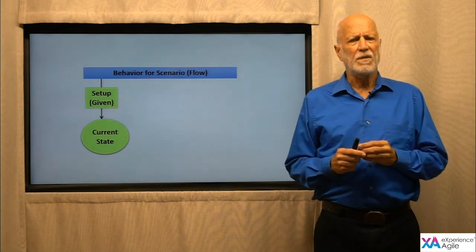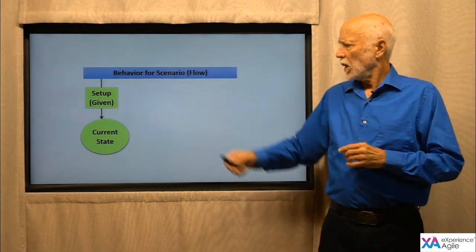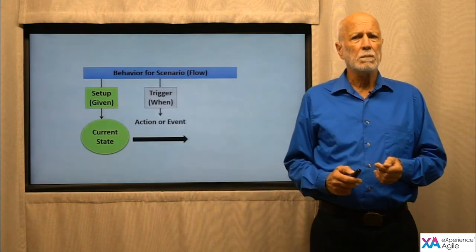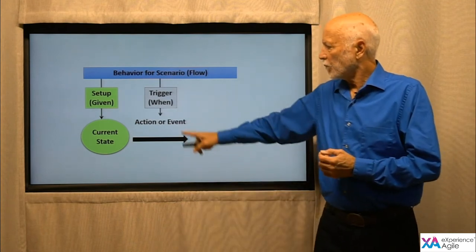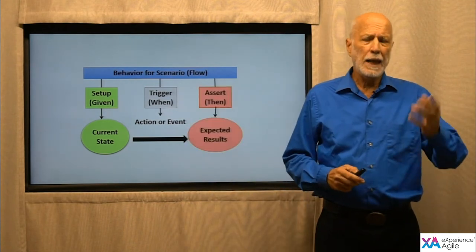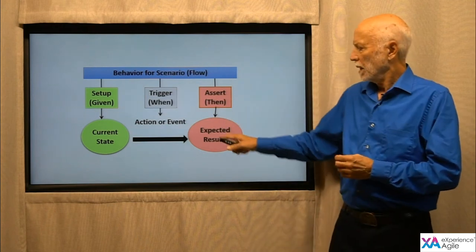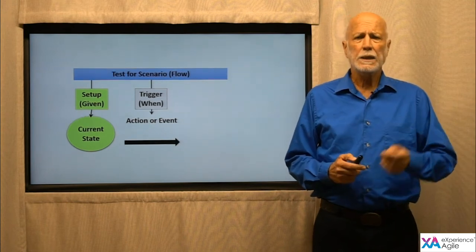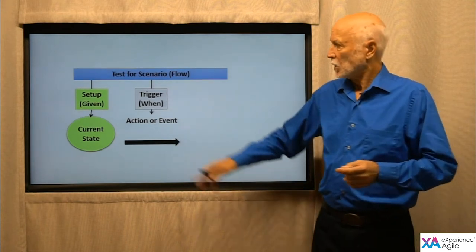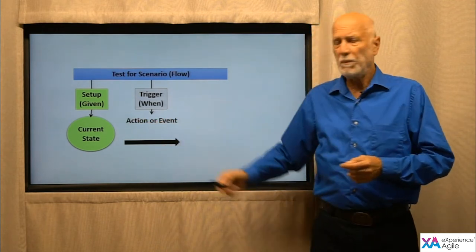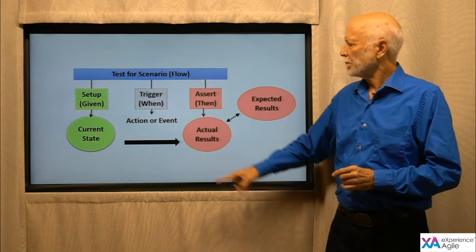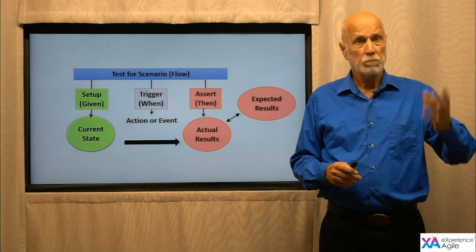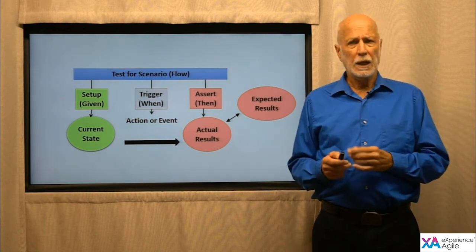So here's a behavior. For a scenario, it's a flow. Set up, and that's the given, some current state of the system. Triggers the when part, we do an action or event. And then we assert, that's the then part, that we get an expected result. That's the behavior we want. And now we want to test for that behavior. So we set up the current state, we perform the action, and then we compare the actual results that occurred with what we expected. And it's either equal or not equal, a test failure.